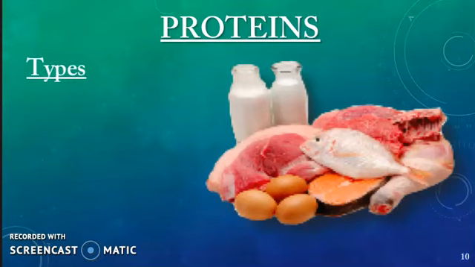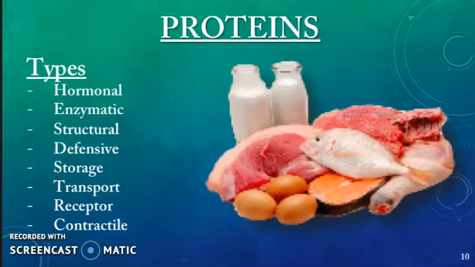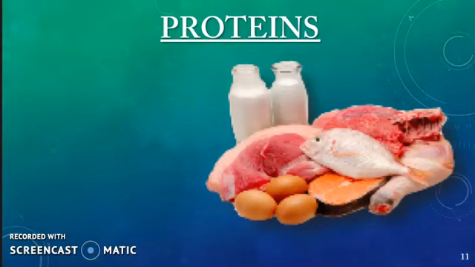Okay, the types of proteins. Now, proteins, we'll find out, do a huge amount of stuff within our bodies. I put a list together. They are good for hormones and enzymes and structures and defense and storage and transportation and receptors and contractiles. These are just compressions or combinations of things. So these proteins do a huge amount of stuff in our bodies, a whole bunch of different things.